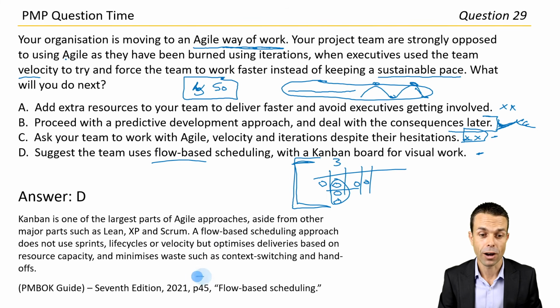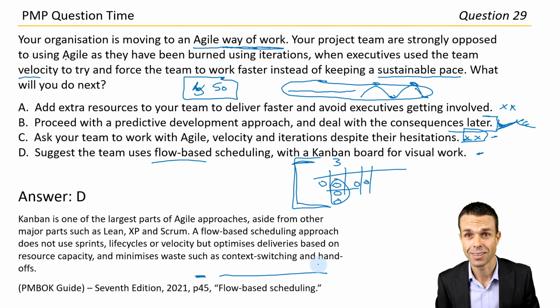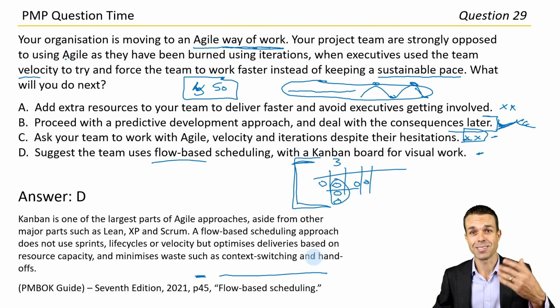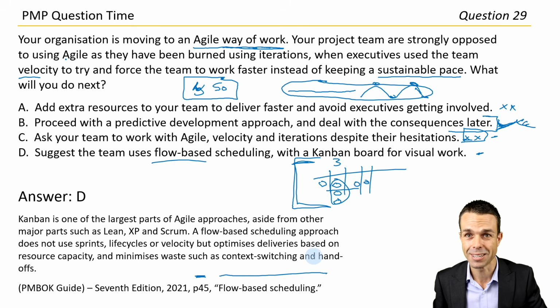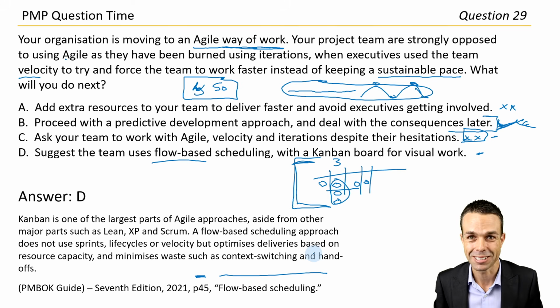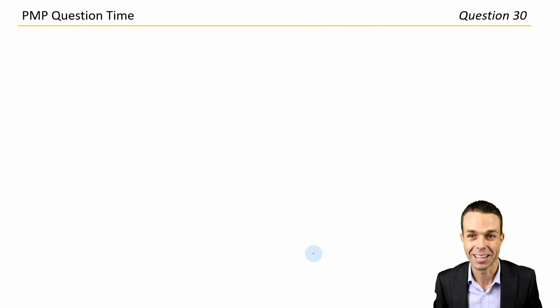And there we are, answer D, and that's the description. Page 45 under flow-based scheduling in the PMBOK Guide 7th edition. This is really good stuff, and you can see much more agile stuff coming into these questions. It's pretty cool. And what else is pretty cool? We're up to the last question. You've done really, really well. Let's do this. You've done an amazing job.